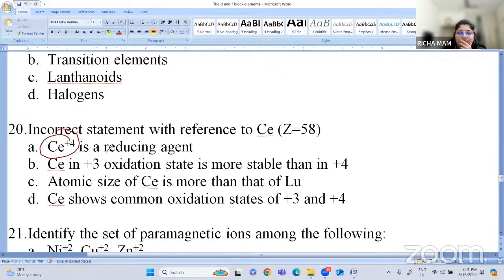Cerium in the +4 state is not a reducing agent, it is an oxidizing agent. So option A is the answer. Cerium is an oxidizing agent and not a reducing agent. So option number A is the answer. Cerium in its +4 state is not a reducing agent, it is an oxidizing agent.